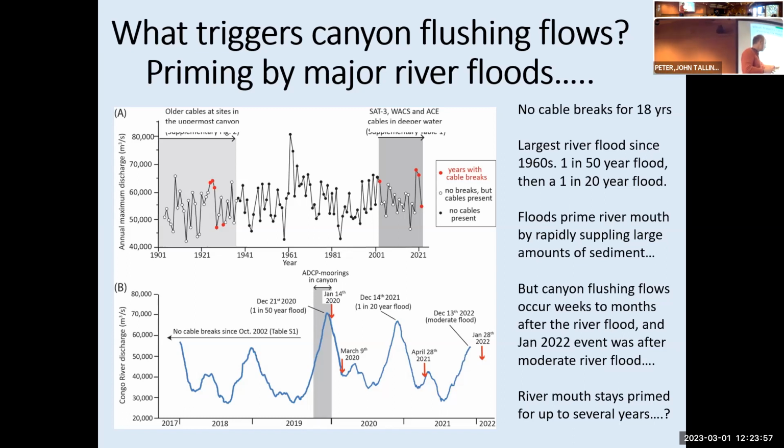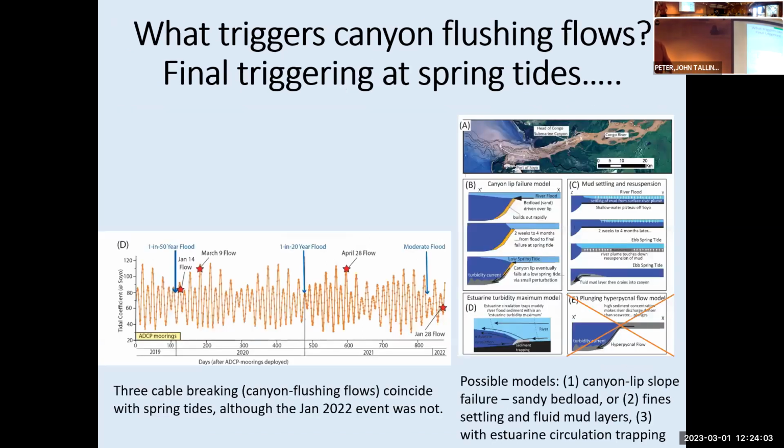And what we saw is that these events seem to coincide with low tides or spring tides. So this is the January event, this is the tidal cycle. March the 9th is on a spring tide, April 28th on spring tide. They've just been trying to get the paper to be published. This one decided not to be on spring tide, so it's 3 out of 4.